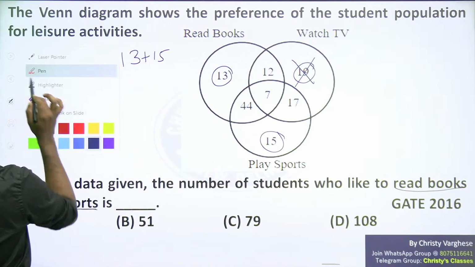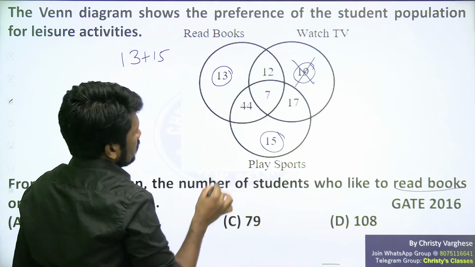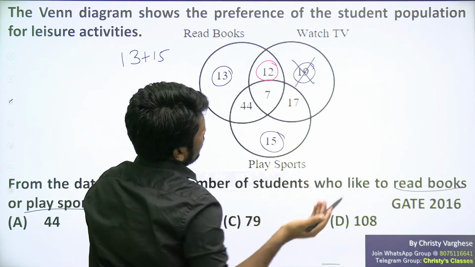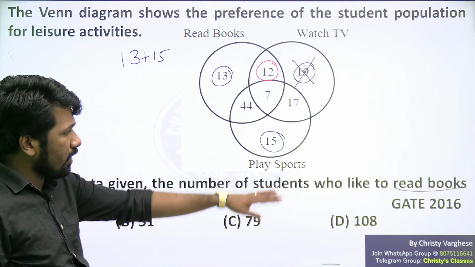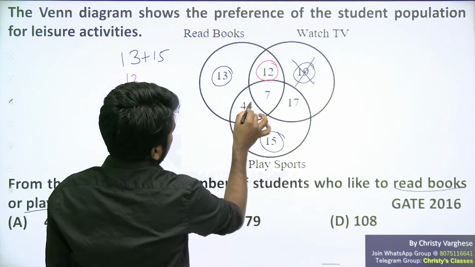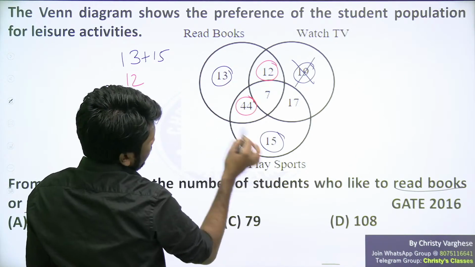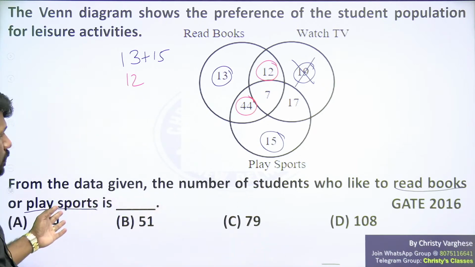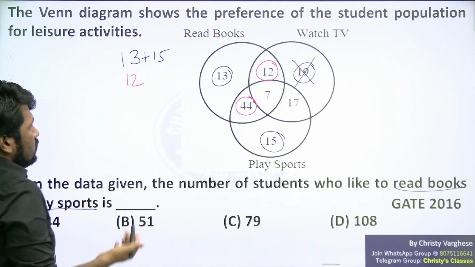Now both doing people, let us think about. What about this group of people? They read books and watch TV. Whether they watch TV, that is not our problem. They read books. So definitely that 12 should be counted. What about this 44? They read books also, they play sports also. Yeah, that is double. That is okay. Read books or play sports. They do both. So still that is okay.